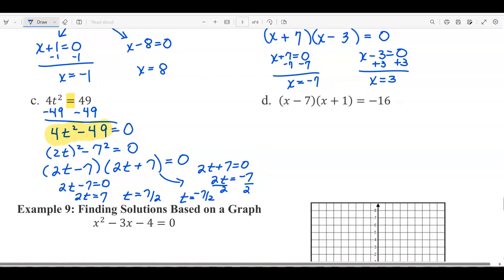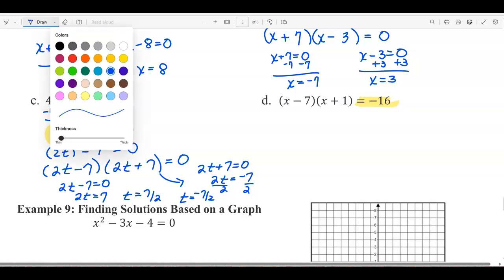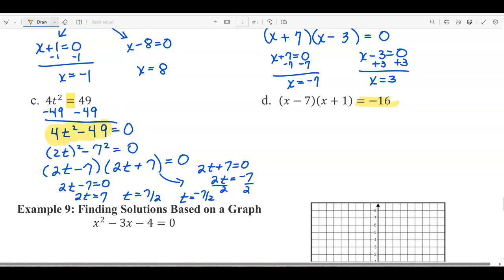In part D, we have factors, but it's not set equal to 0. So what we need to work on is moving that -16 to the left-hand side, and then we're actually going to have to distribute out to incorporate that -16. So I'm going to do a couple different things here. I'm going to distribute here to get x squared minus 7x plus 1x minus 7.